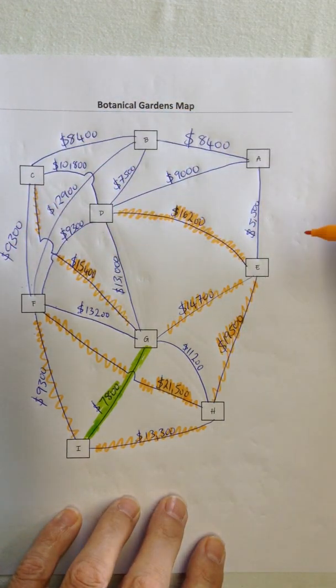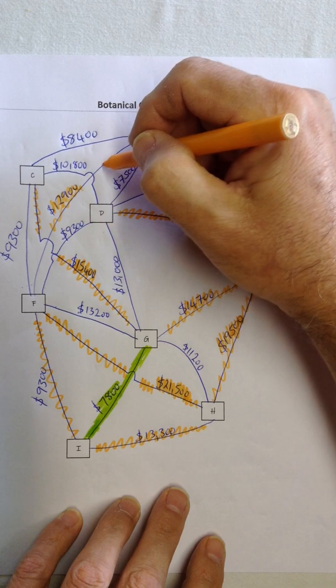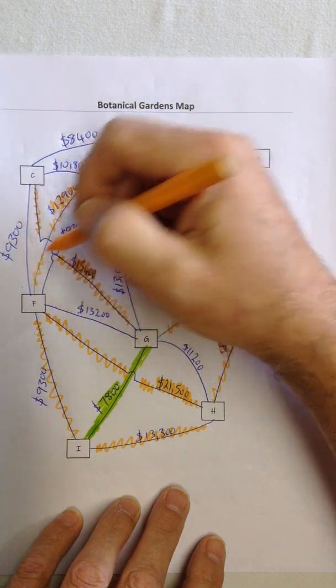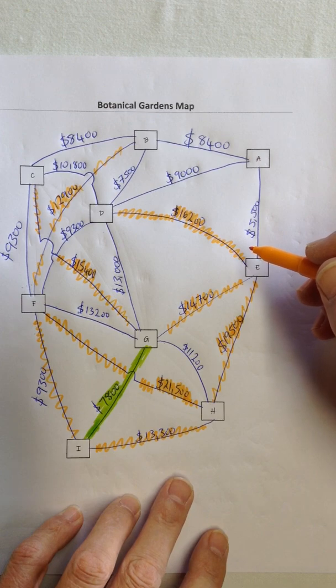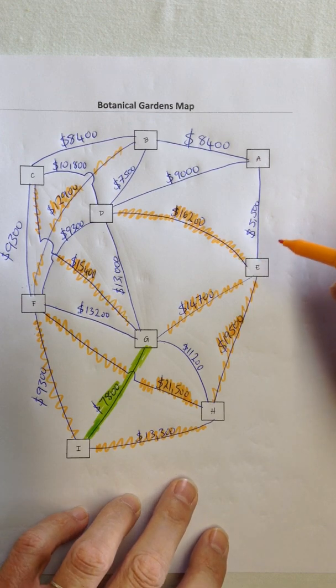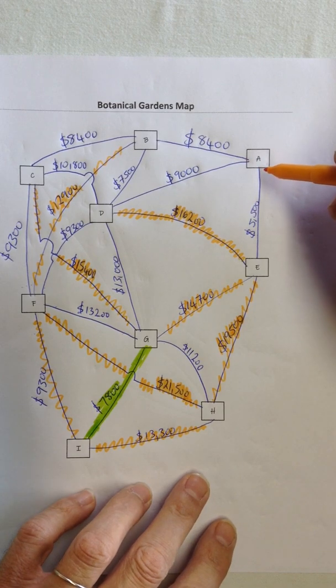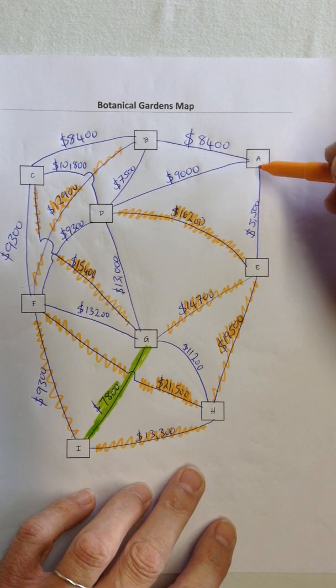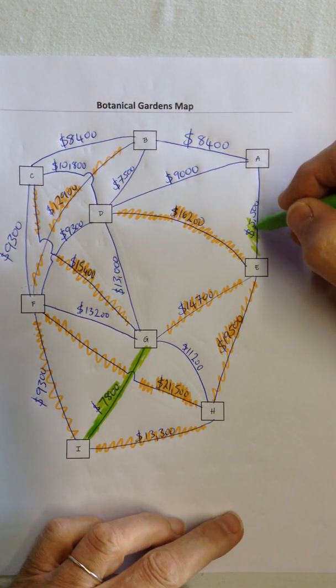Alright, so this $12,900, away you go. You're too dear. We don't want you. Okay, let's keep looking. Alright, so let's have a look up here. What's my cheapest pathway for A? It's obviously that one, so that one's going to stay. That one is cool. I want you.